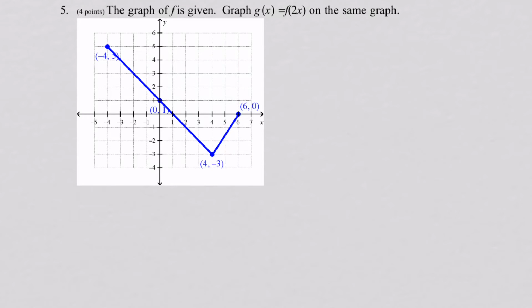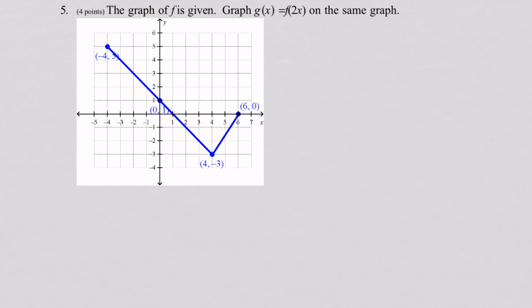Okay, let's move on to number 5 now. The graph of f is given, which is this graph. Kind of looks like an absolute value, but it might not be. But then it says graph g of x equals f of 2x on the same graph. Okay, so I'm supposed to graph this g of x, which is a transformation of f of x.